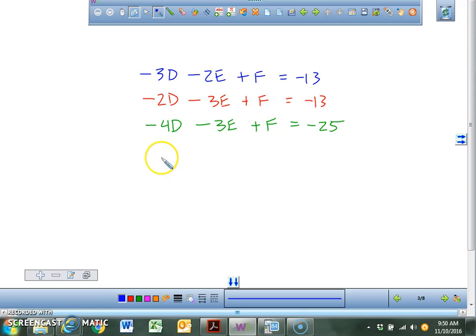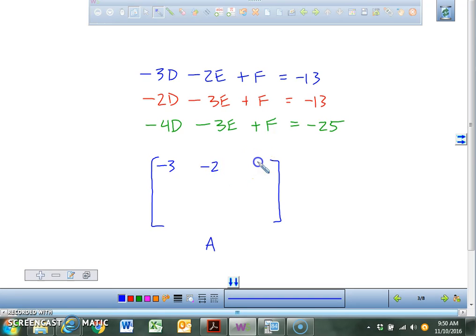Now that you have these three equations, I want you to build a matrix. We're going to call this matrix A. We're going to write -3, -2, 1. I'm taking the coefficients in front of the letters and making a matrix out of it. All right? -3, -2, and there's one F. -2, -3, 1.